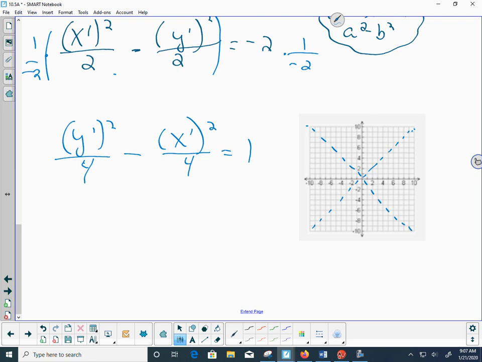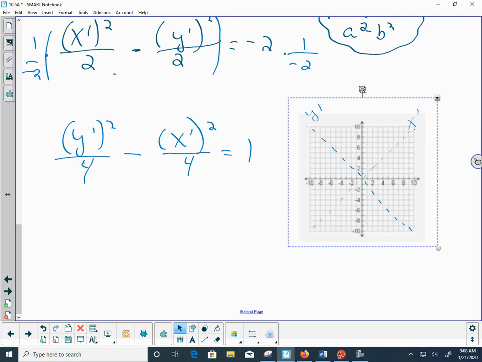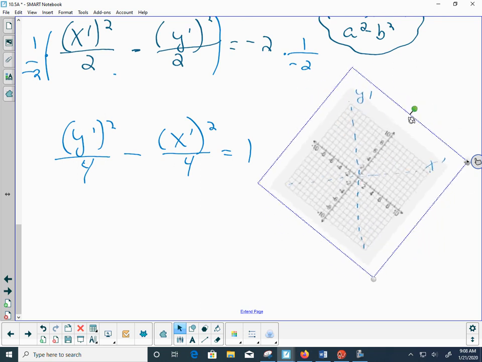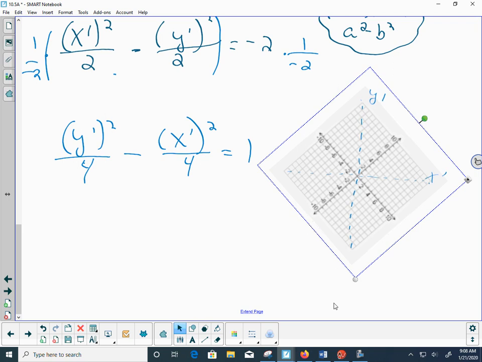I like to remind myself that this is my new x and this is my new y because I'm rotating it counterclockwise. So you guys are drawing those lines on your graph paper, and you're going to pick up your piece of paper and rotate it so that the new x-axis is horizontal and the new y-axis is vertical. You're actually going to physically move your paper.